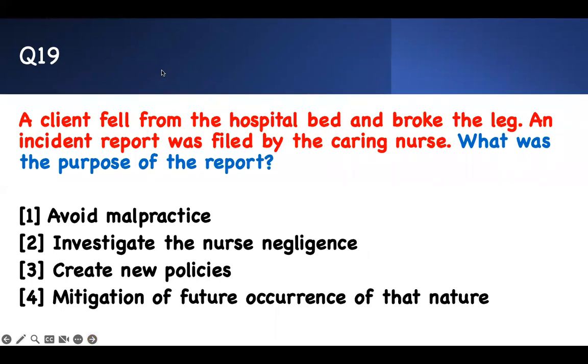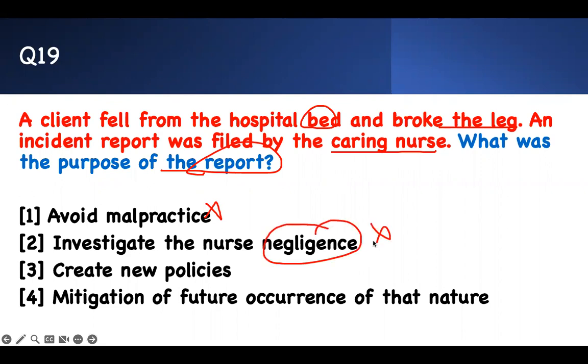Number 19. What was the purpose of the report? As we've talked about, right? I read from the back, test taking skills. A client fell from the hospital bed and broke a leg. An incident report was filed by the caring nurse. Why was the report filed? Avoid malpractice? No way. Investigate the nurse's negligence? We know she's negligent. That's not the reason why. Create new policies? No. We can create new policies whether a patient fell from the hospital bed or not, to mitigate future occurrence of that nature.